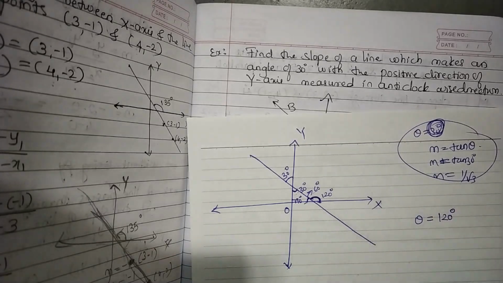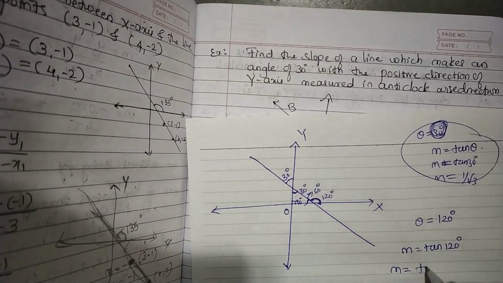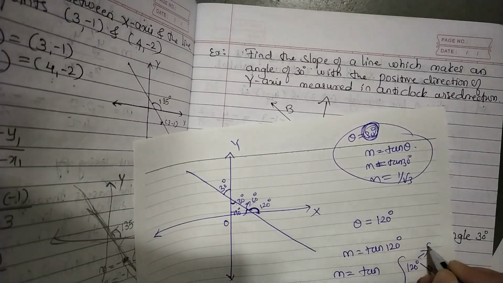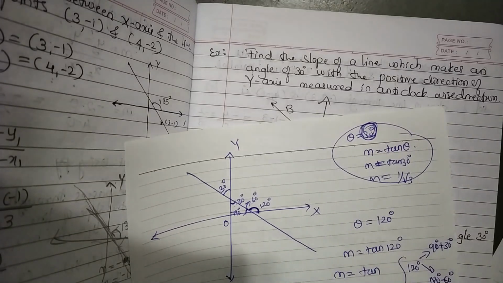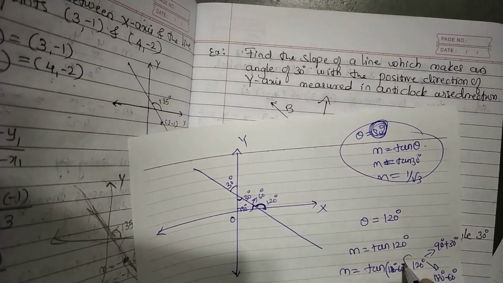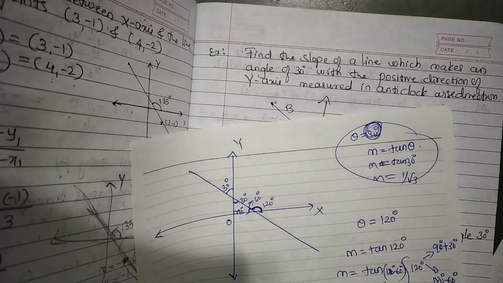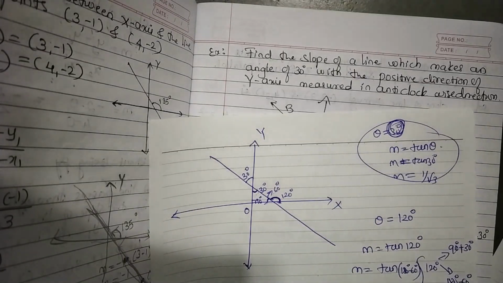So the required slope is m is equal to tan 120 degree. How do you write 120 degree? It can be written in terms of odd angles or even angles. This can be expressed in two ways: 120 degree is equal to 90 degree plus 30 degree or 180 degree minus 60 degree. I will write this in terms of the even angle, 180 degree minus 60 degree. So m is equal to tan of 180 degree minus 60 degree. Apply the properties of allied angles.